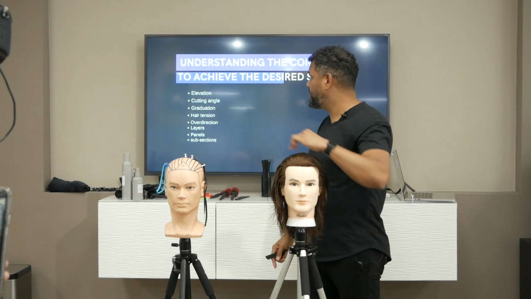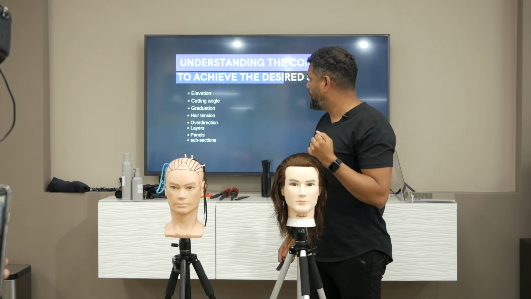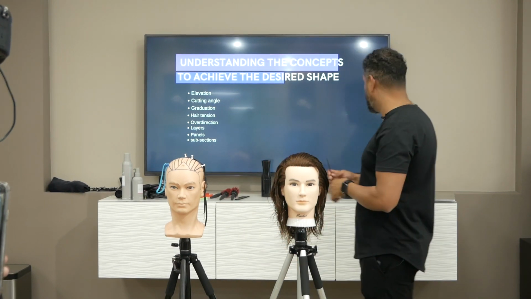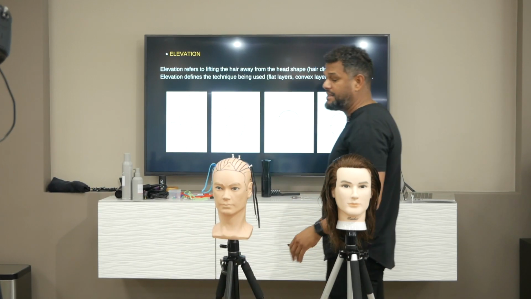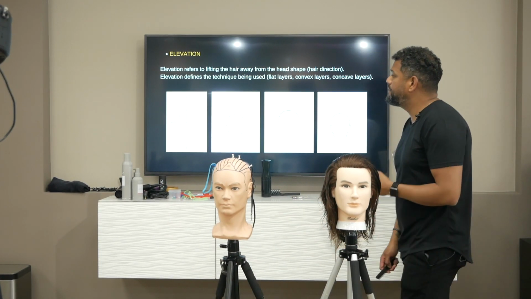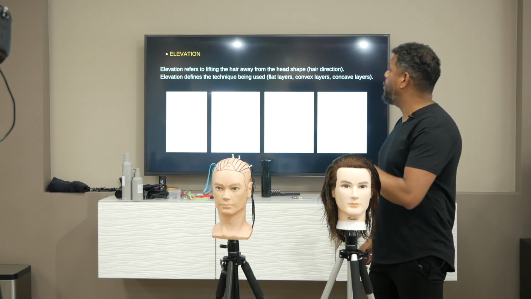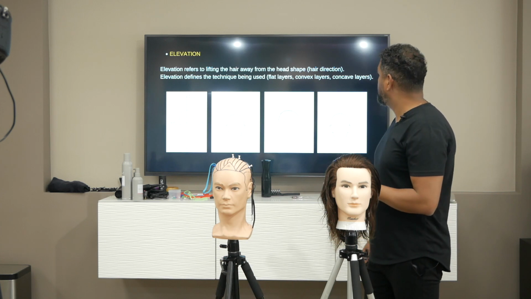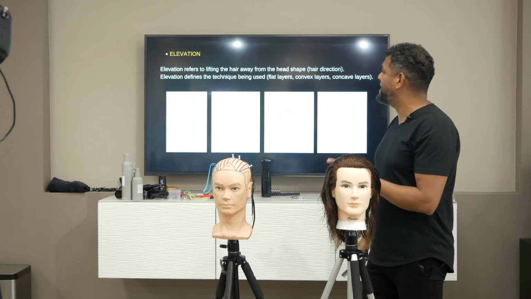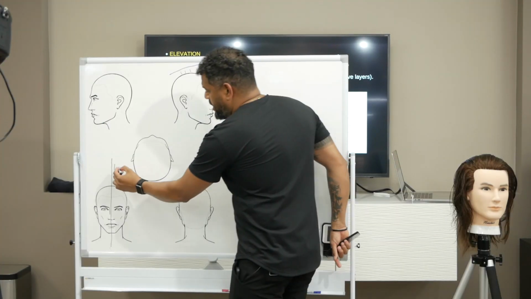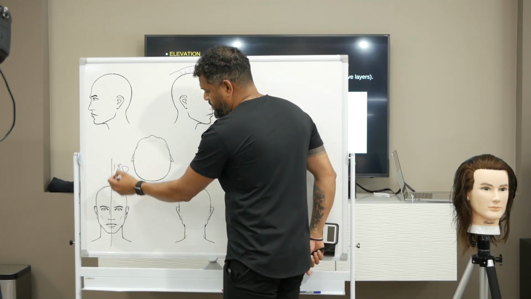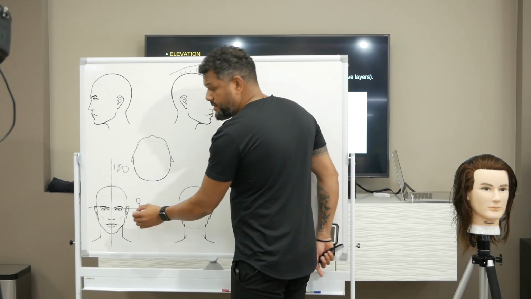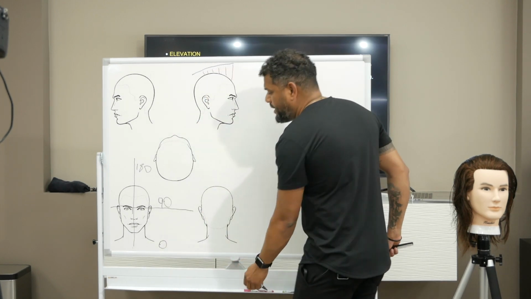The head tension, I will teach you what that is. Over direction, layers, panels, and subsections. That's what we're going to learn now. First thing we're going to do and understand is elevation. Elevation refers to lifting the hair away from the head shape, away from the head direction. Elevations define the techniques being used. Elevation, 180 degrees, 90 degrees, 0 degrees, okay?